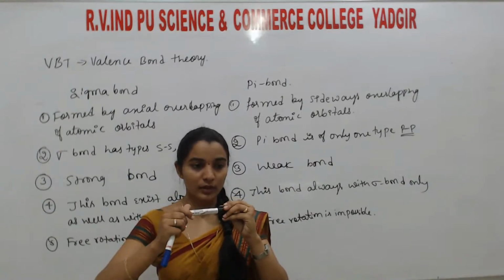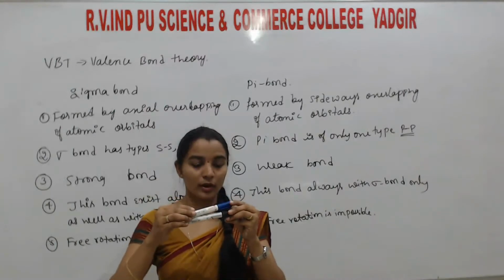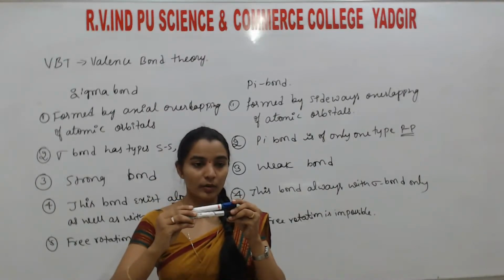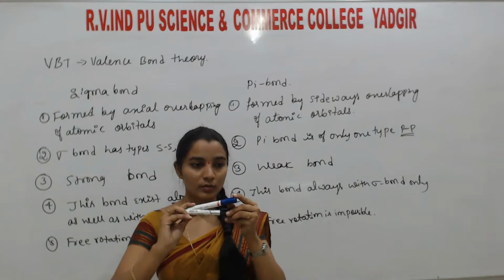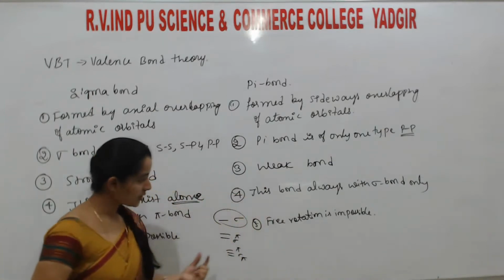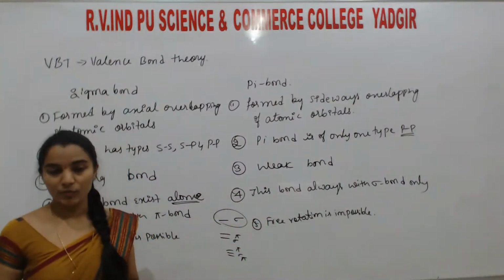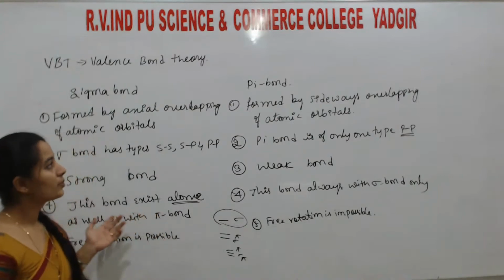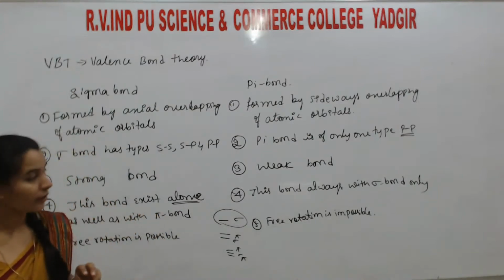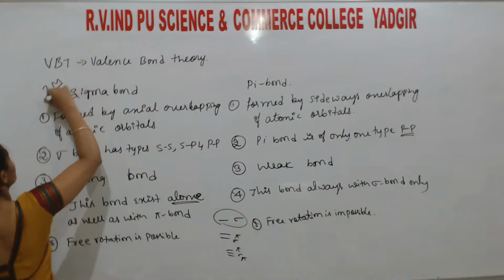Rotation is possible in the sigma bond. Rotation is impossible in the pi bond because they get twisted. Are you observing? So free rotation is possible here, and free rotation is impossible here. So this is how the difference between sigma and pi bond is important for 2 marks.